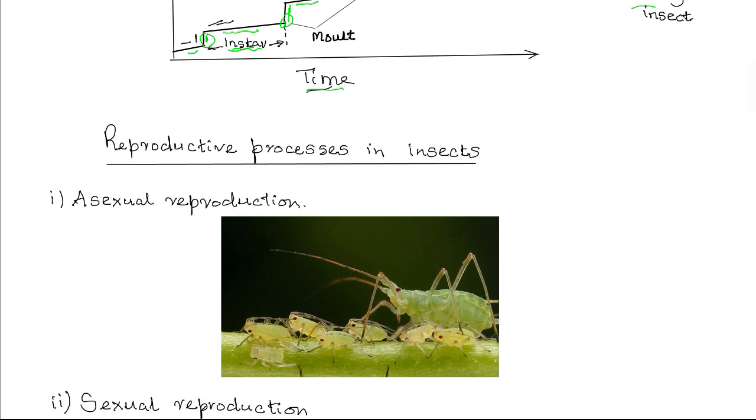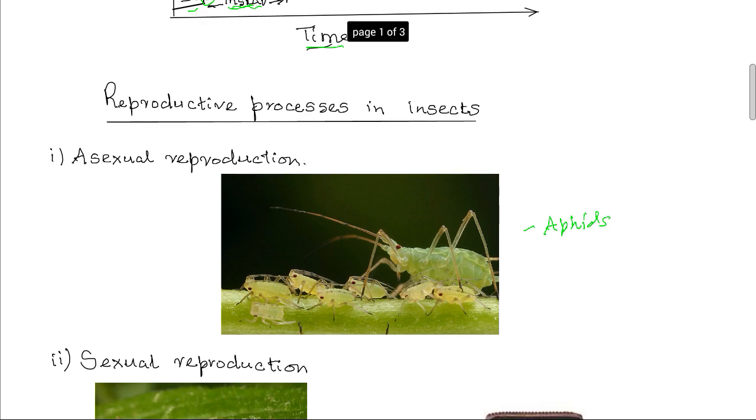Now, the advantage of this form of asexual reproduction seen in insects such as aphids is that it leads to rapid population growth, and it therefore enables the insect to take advantage of very conducive environmental conditions. When there is plenty of food, then they can reproduce asexually to increase their population tremendously.